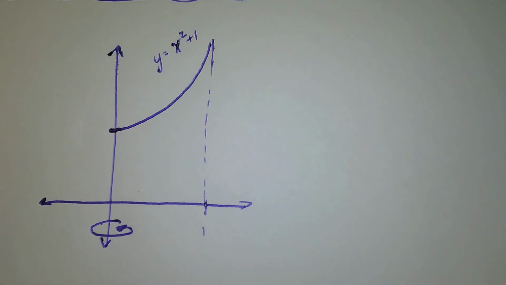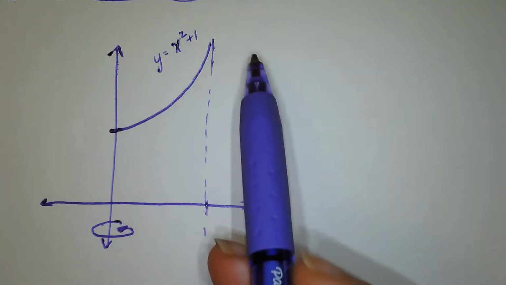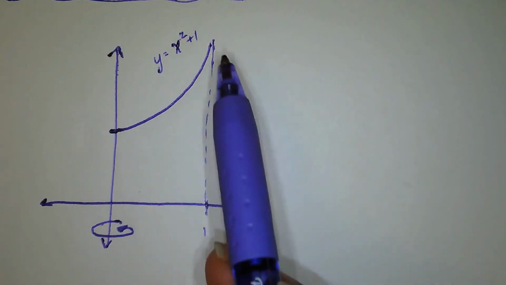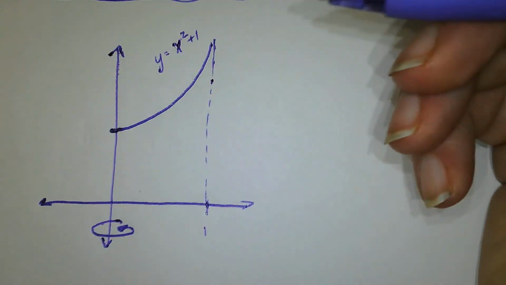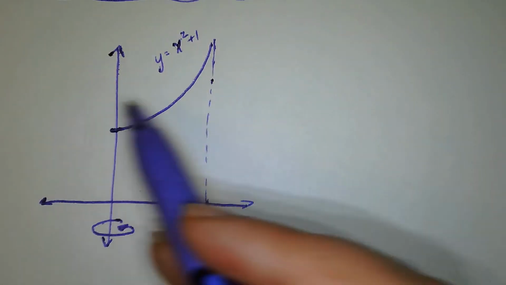Okay, so if you can visualize it, if it's rotating this way, it's going to create like a bowl that's cut out of a cylinder. I don't think you can buy a bowl like that, but if you could, that's kind of what it's going to create.